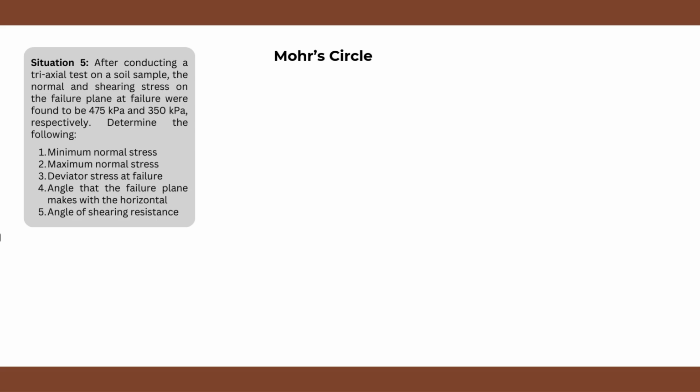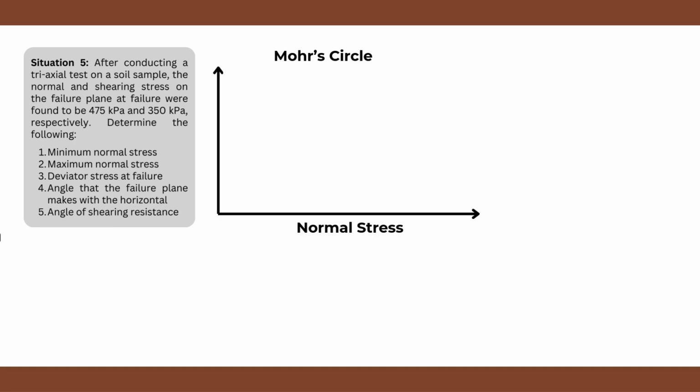This time, move on na tayo sa method na gagamitin natin para ma-determine ang mga values na to. As stated, gagamitin natin para dito is yung method of Morse circle. And in order to perform our solution, define muna natin yung parts ng illustration. Sa Cartesian plane kung saan natin i-graph yung circle, yung horizontal axis natin will serve as our normal stress axis. Then yung vertical axis naman is para sa shear stress. Given tayo ng failure value na 475 kPa normal stress at 350 kPa shear stress.